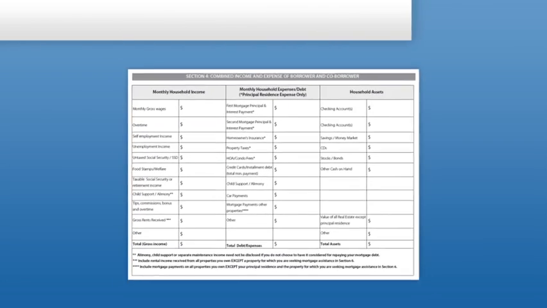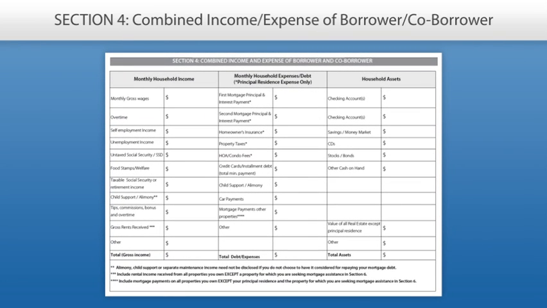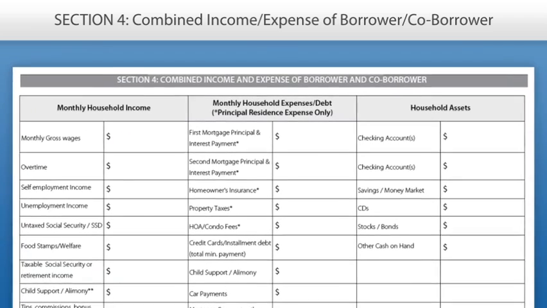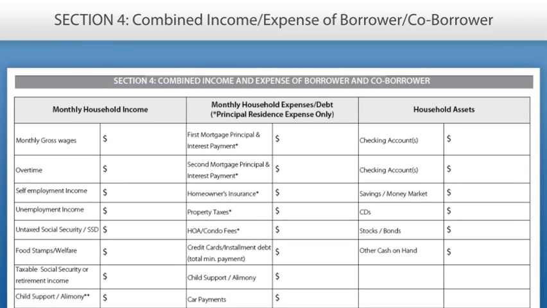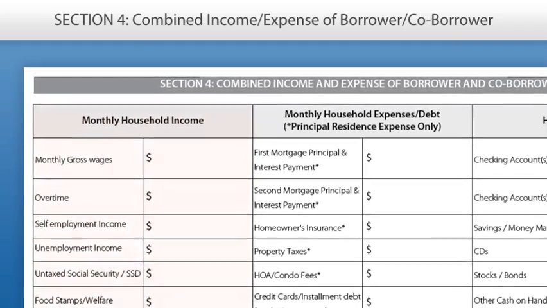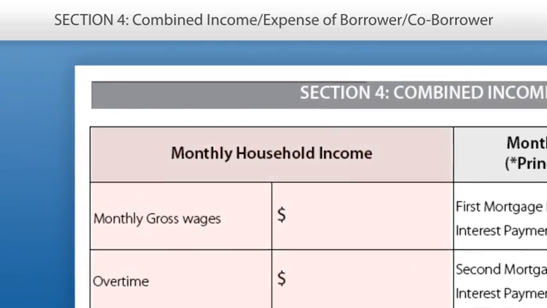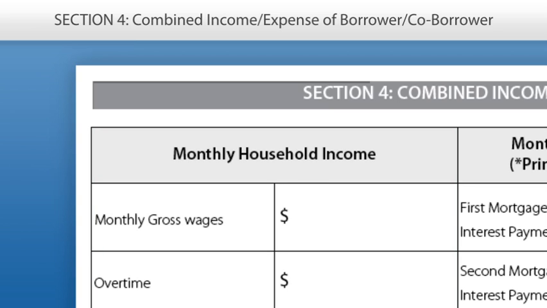Section 4. Combined Income and Expense of Borrower and Co-Borrower. The purpose of Section 4 is to collect financial information on your monthly household income, monthly household expenses and debt, and your household assets. Let's take a closer look at the first column, Monthly Household Income.